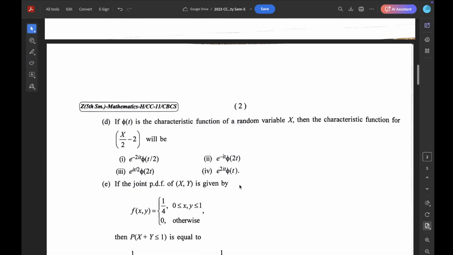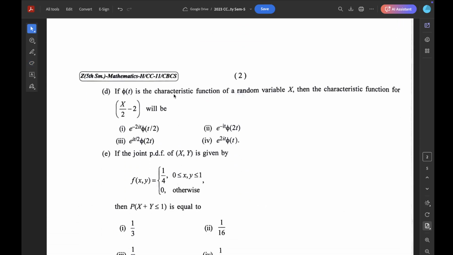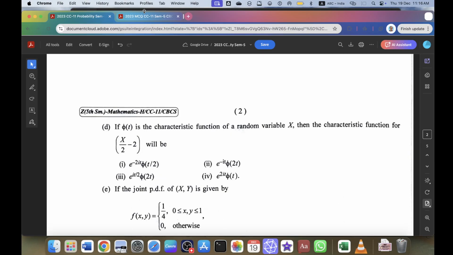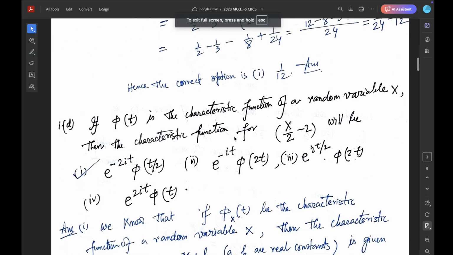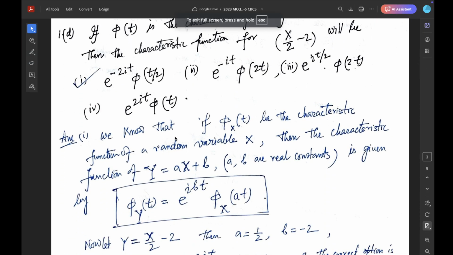Next question 1d. If phi(t) is the characteristic function of a random variable x, then the characteristic function for this x by 2 minus 2 will be what? We know an important property of the characteristic function: if phi_x(t) is the characteristic function for the random variable x, where the suffix x denotes the corresponding random variable x, phi(t) is the characteristic function of the random variable x.